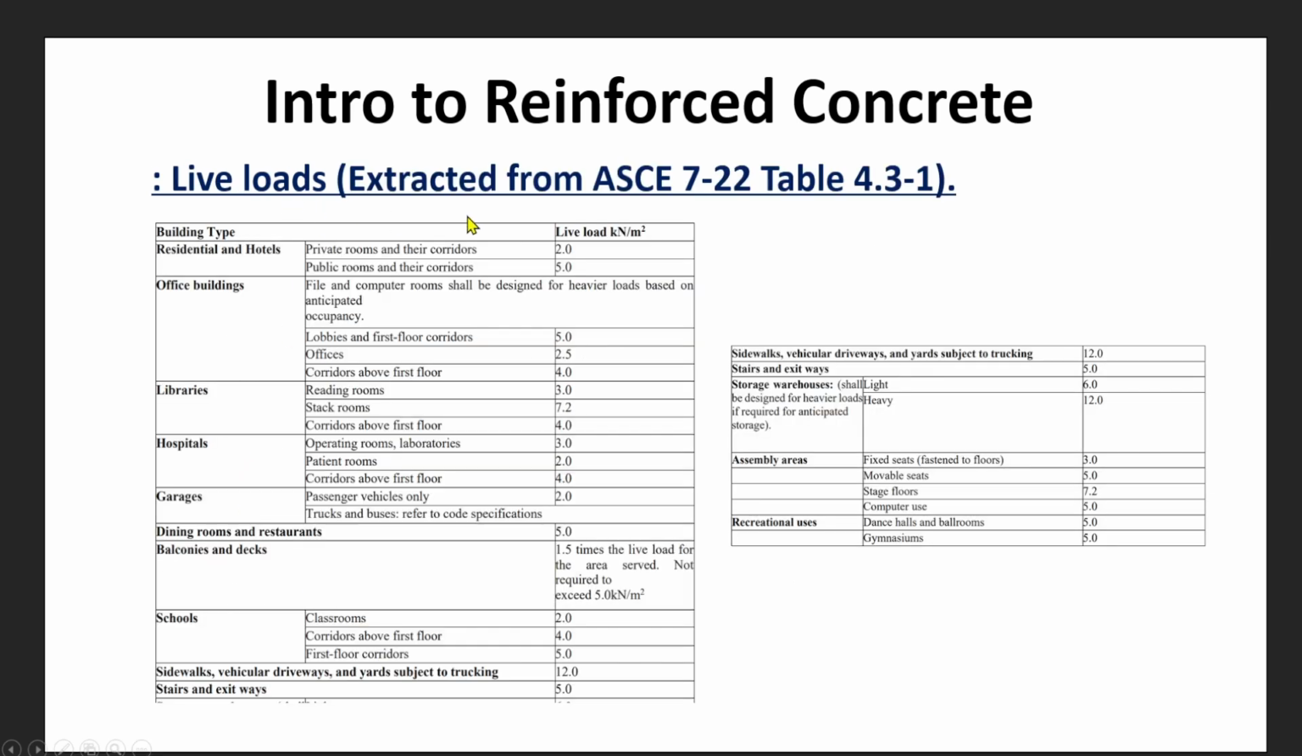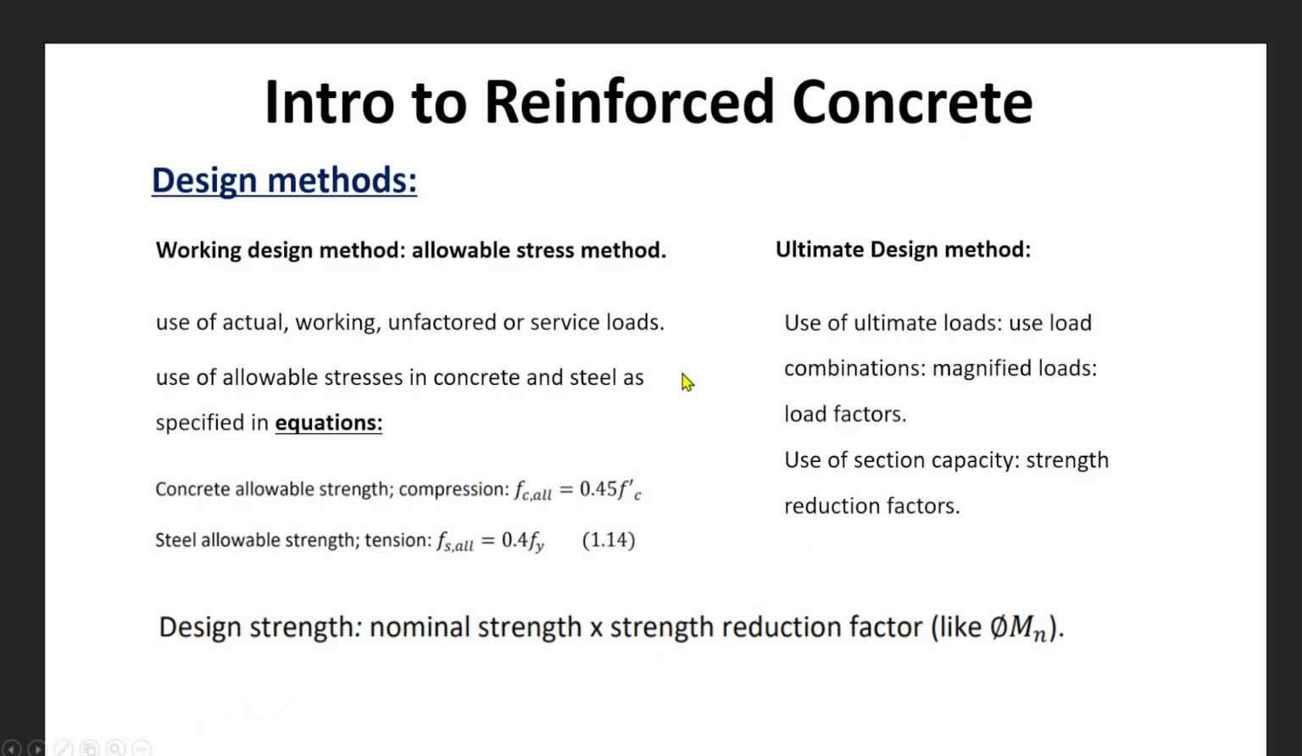The live loads are extracted from the ASCE 7-22, Table 4.3-1. For building type, it's about 2 kN per meter square, and 5 if there are public rooms and their corridors, for office buildings, libraries, hospitals, garages, training rooms and restaurants, balconies and decks, schools, sidewalks, and stairs, etc.